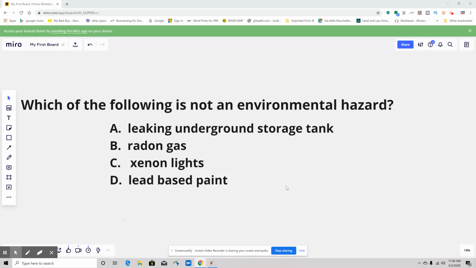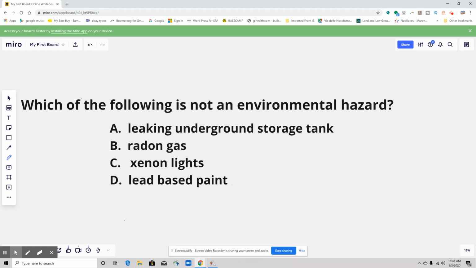So today we have a good one. This one says, which of the following is an environmental hazard? So let's talk about this and let's draw some things. So, first one is A, leaking underground storage tank, B, radon gas, C, xenon lights, or D, lead based paint.